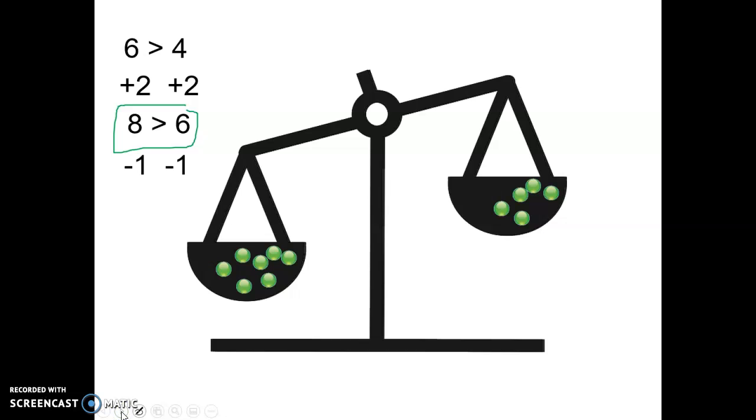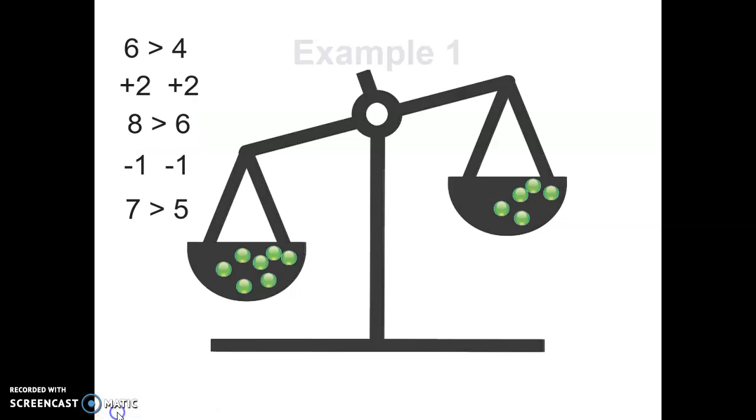If we subtract 1 from each side, we get 7 is greater than 5. Again, still true. So the addition property of inequality says that, again, whatever we do to one side, if we add to one side, we have to do to the other so that our solutions are still true. And that's going to be the same for all 5 of those inequality statements. It doesn't matter if we're dealing with less than or greater than or not equal to.